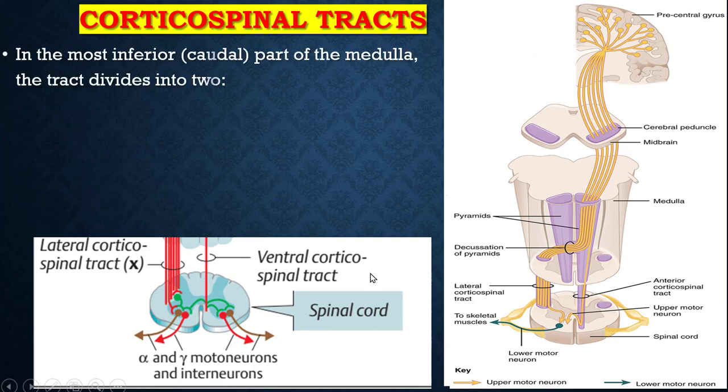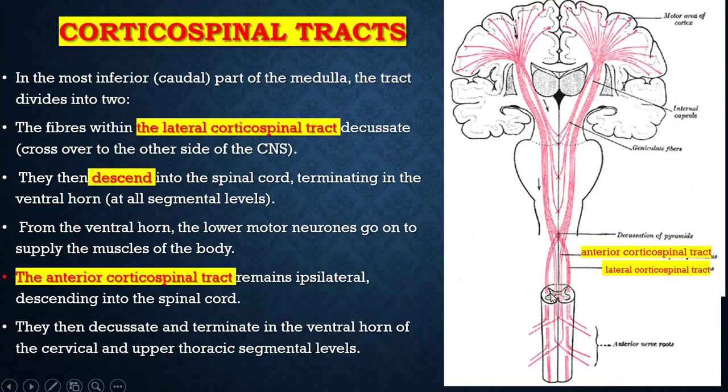The anterior corticospinal tract remains ipsilateral, descending into the spinal cord. When it emerges from the medulla oblongata, it remains ipsilateral, and when it reaches the spinal cord, it then decussates and crosses to the other side. In the ventral horn of the cervical and upper thoracic segmental level, they decussate and terminate. Here at the cervical and upper thoracic level, they decussate and cross to the opposite side, and there they make synapses.